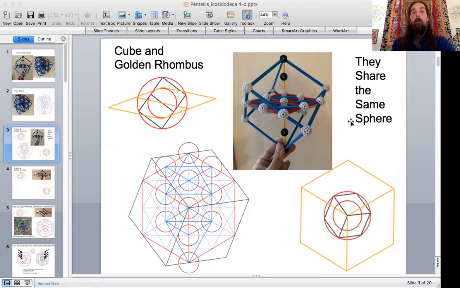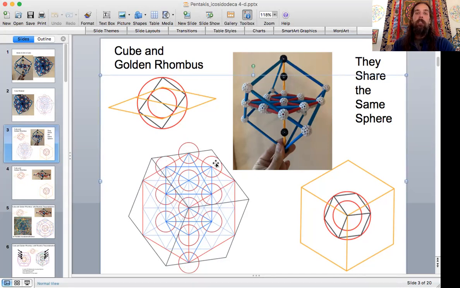And I wanted to start to talk about this little form over here that has the cube inside the golden rhombus. So the golden rhombus, this orange here, if you're looking at it from above, this is the cube from above. And if we slid this orange shape over, it would fit this red hexagon that we see here. Now that's the golden rhombus from above.